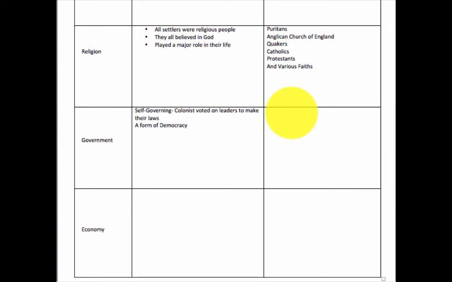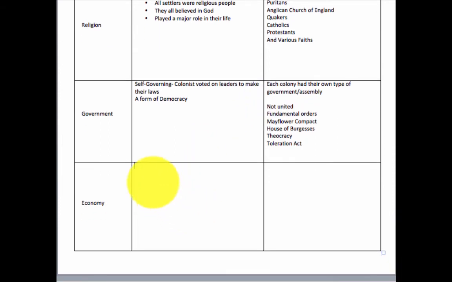Now, moving on to our differences. Each colony had their own type of government, or something called an assembly. They were not all united. They had the Fundamental Orders. We had the Mayflower Compact. We have the House of Burgesses. We even had theocracy. And last we had the Toleration Act.